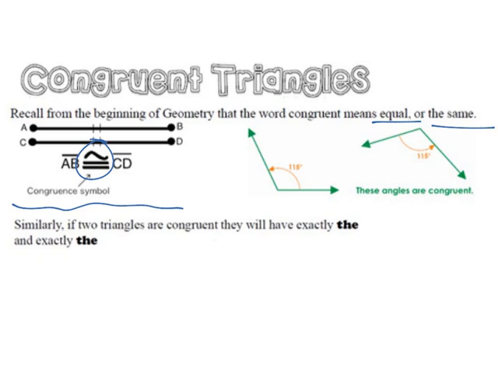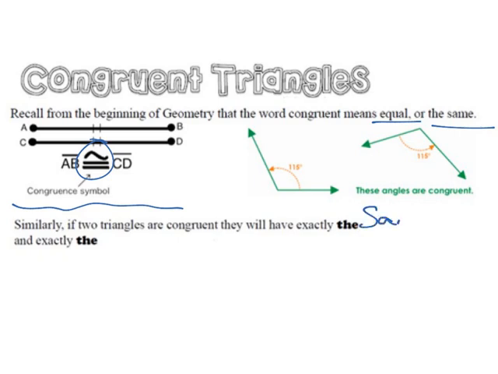Look at these angles in green over here. These are 115-degree angles. They don't have to be oriented the same way. They can be in different positionings, but they are congruent. In fact, they're equal. They're the same size. So these angles would be congruent as well. Similarly, if two triangles are congruent, they will have exactly the same shape.